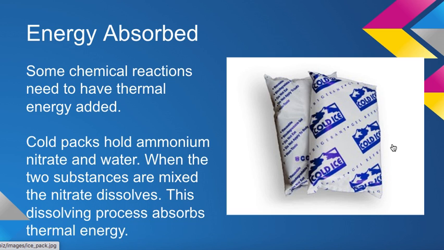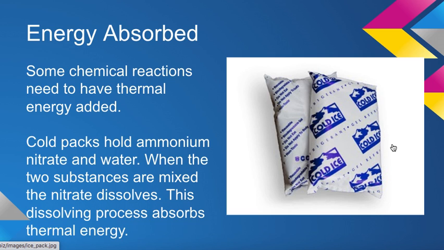The heavy plastic cold pack holds ammonium nitrate and water. The two substances are separated by a plastic divider. When you squeeze the bag, you break the divider so that the ammonium nitrate dissolves in the water. The dissolving process absorbs thermal energy, which must come from the surrounding environment, the surrounding air, or your skin after you place the pack.